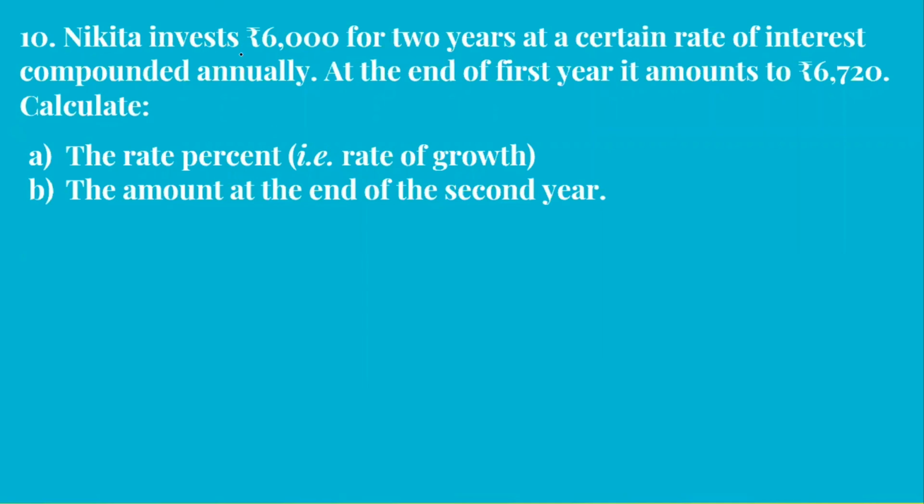Let's do the last question. Nikita invests rupees 6,000 for 2 years at a certain rate. So the rate is not known. The principal is rupees 6,000 and for 2 years, so n is equal to 2 years. At the end of the first year, it amounts to rupees 6,720. You have to calculate the rate percent, that is the rate of growth, and the amount at the end of the second year.